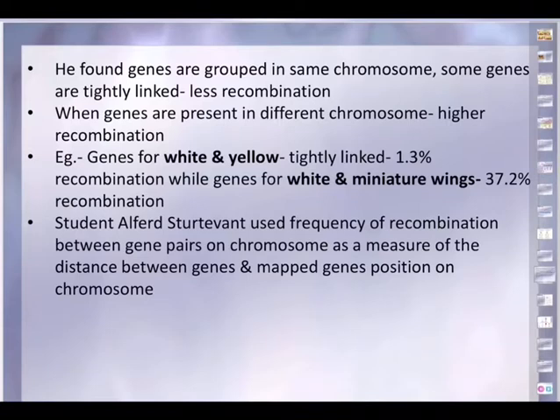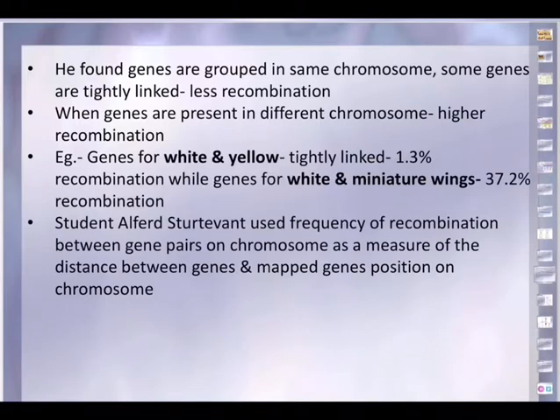So Morgan found genes are grouped in the same chromosome, and some genes are tightly linked. Why are they tightly linked? Because of the proximity. They are closely associated. So when they are closely associated, naturally they do not get separated so easily. When they do not get easily separated, the formation of new combination or recombination will obviously be less.